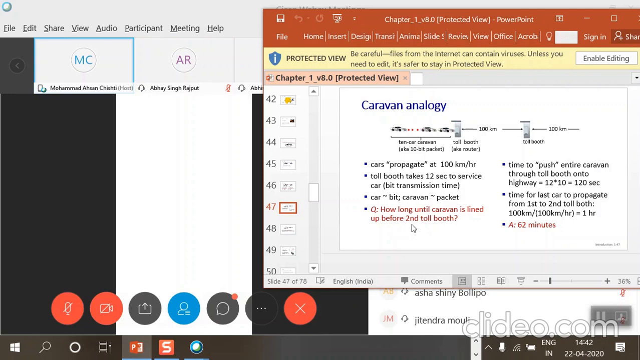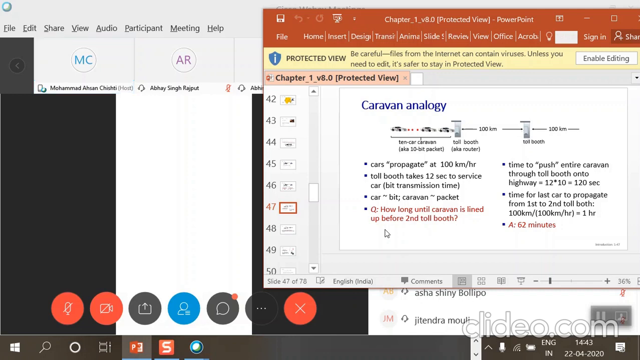It also says that each toll booth would take around 12 seconds for one car to transmit. And when the first car of the caravan arrives at a toll booth, it waits at the entrance until the 9 other cars have arrived and lined up behind it. Which means that the entire caravan must be stored at the toll booth before it can begin to forward.